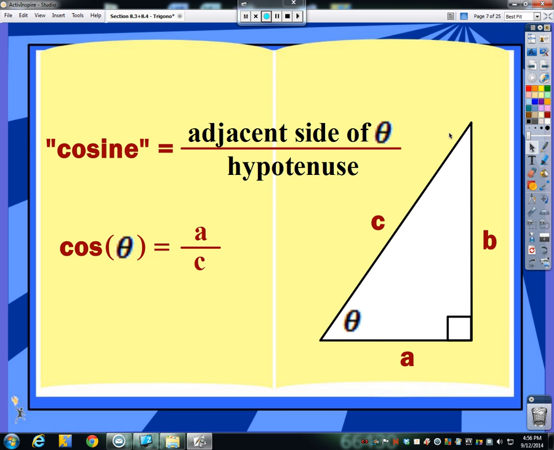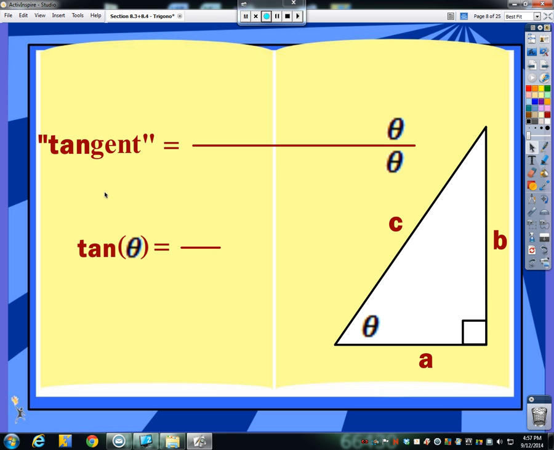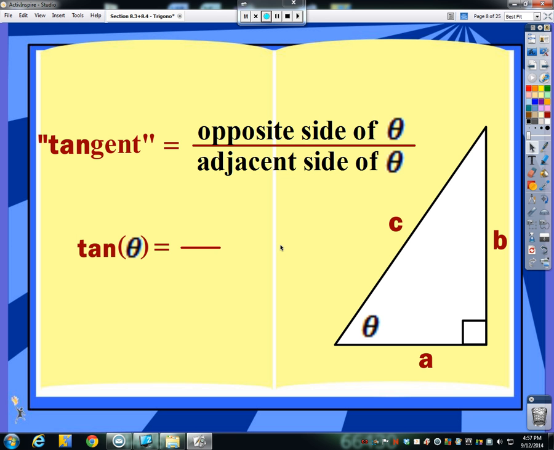Okay, so cosine again, adjacent over hypotenuse. TAN is for tangent. And it's going to be a little confusing later, towards the end of the school year. We're going to use the term tangent for something else. That kind of means something else in terms of circles. But the definition of tangent is we want the opposite side of theta divided by the adjacent side of theta. Tangent, again, is opposite over adjacent.